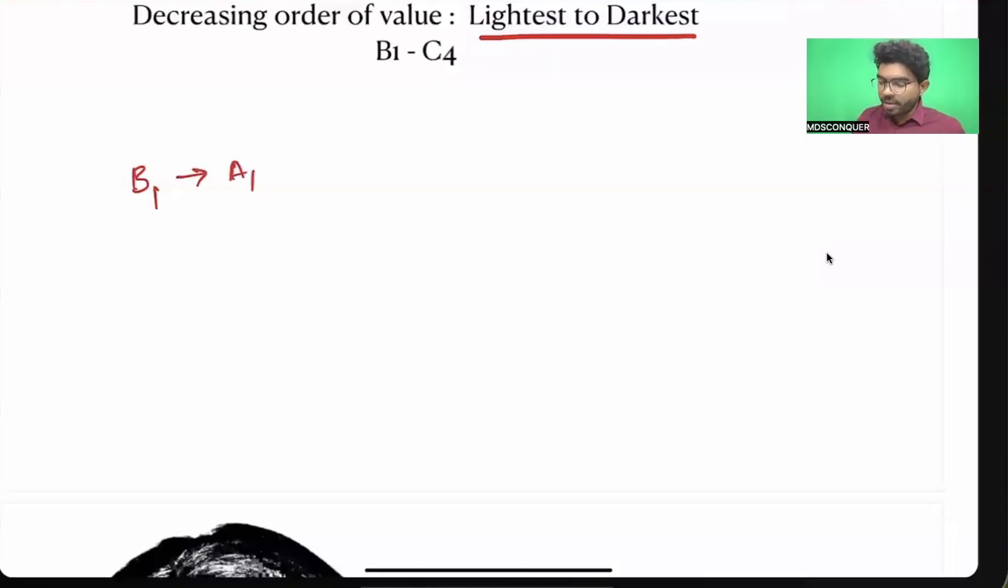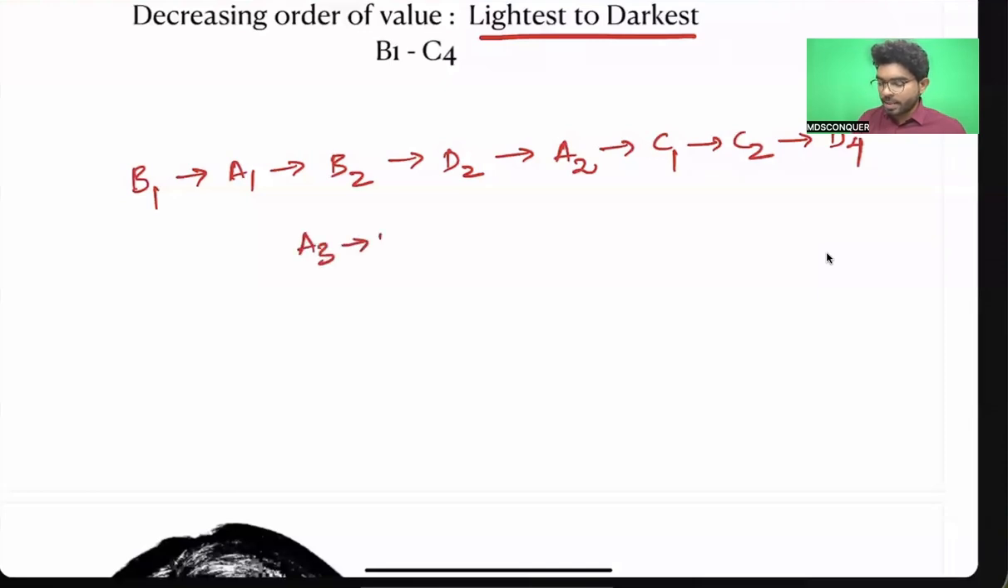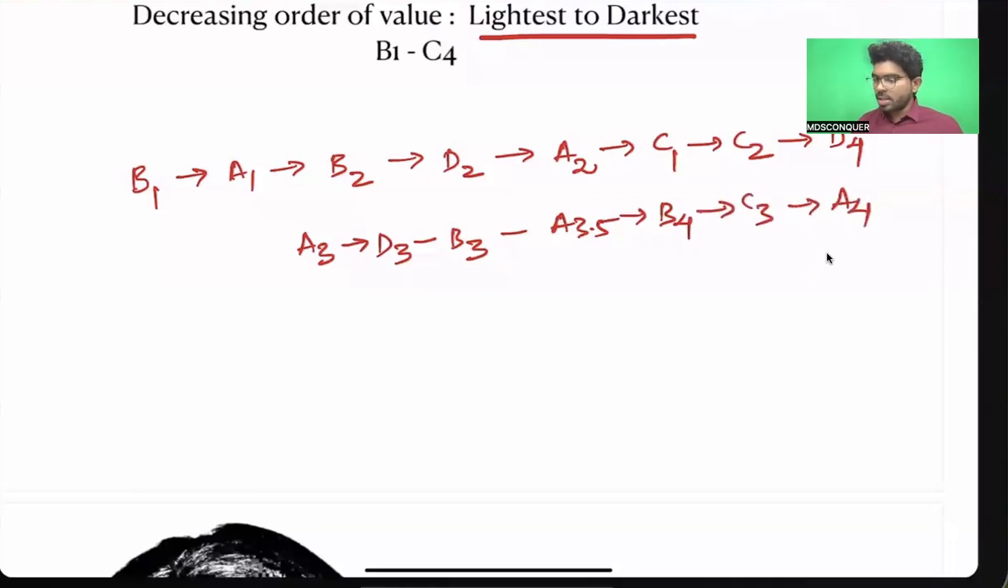So B1 followed by A1, followed by B2, followed by D2, followed by A2, followed by C1, C2, D4, A3, D3, B3, A3.5, B4, C3, A4, and what is the last one? C4. Last one is C4. The sequence is very important. So this is from lightest to darkest value.